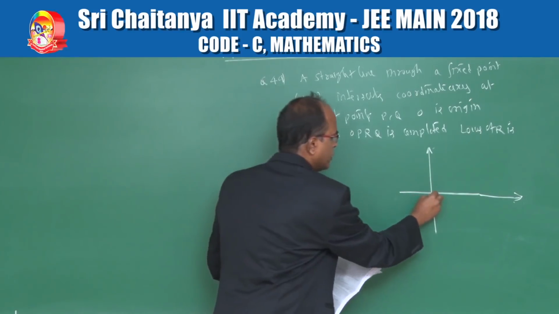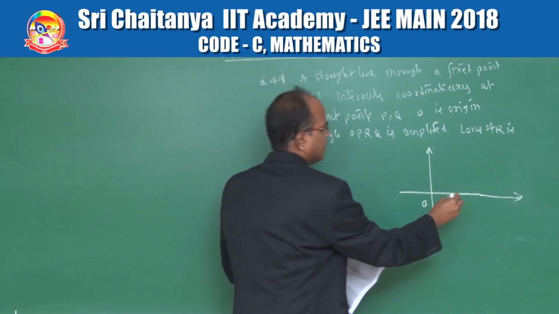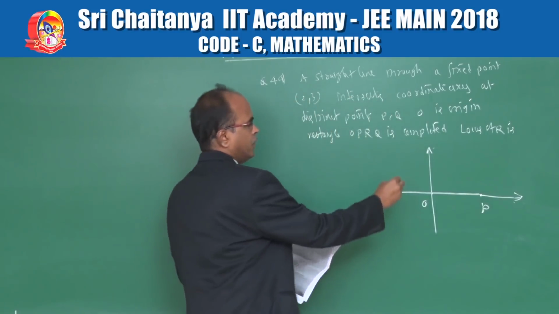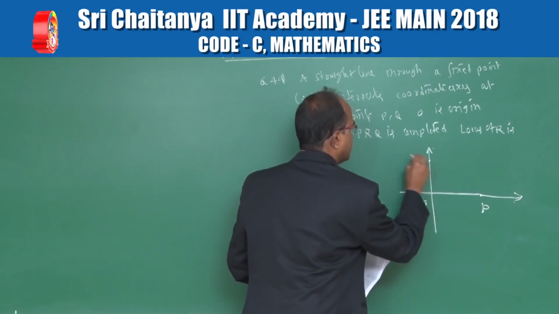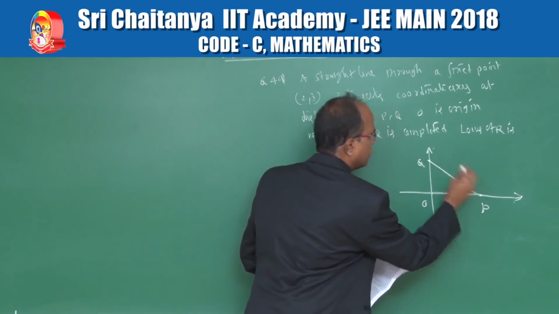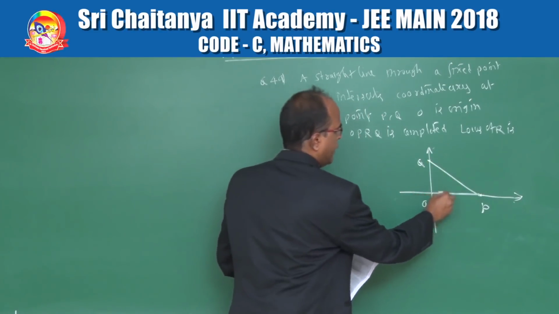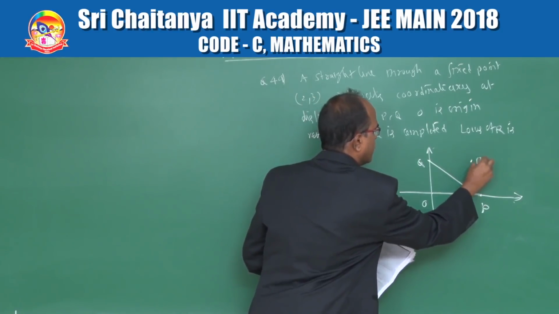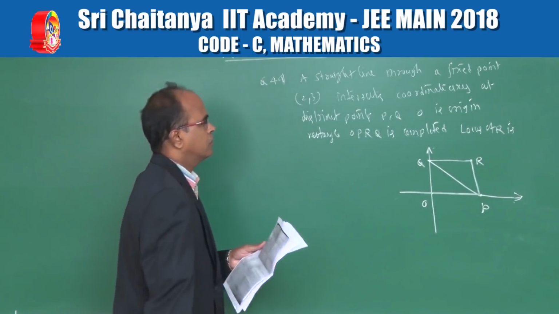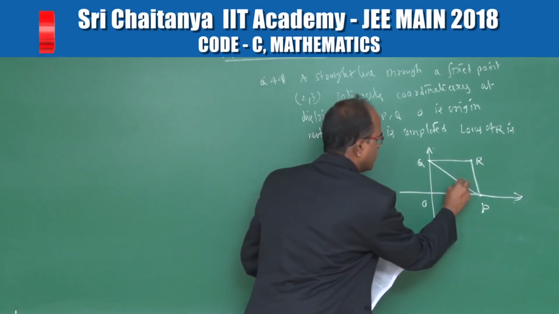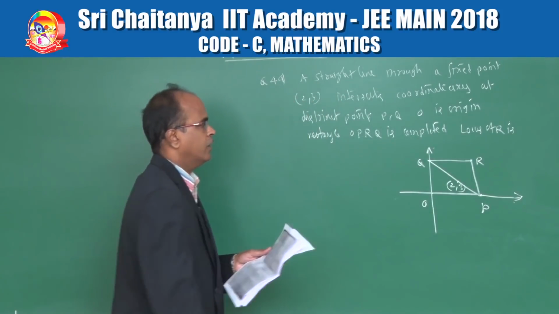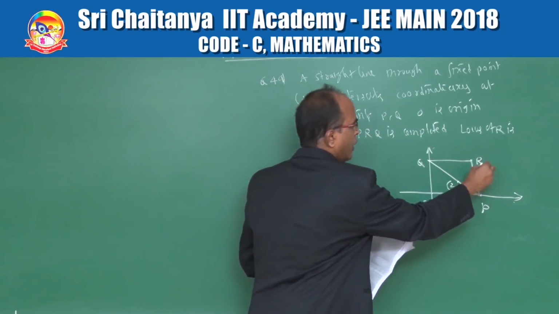O is origin, the point where the straight line cuts the x axis and y axis are P and Q, and join PQ. The rectangle OPRQ looks like this, and the straight line is passing through the point (2, 3), and our interest is to find the locus of R.